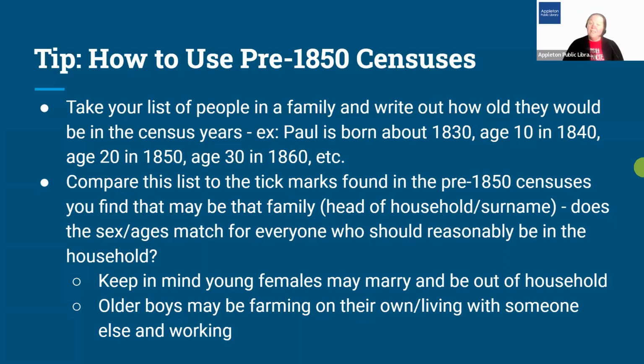Then I'm going to take that list and compare it to a pre-1850 census that I think might be this family, based on the name of the head of household, the surname of that house, and does it seem to match? So I'm going to take the listing of all the people in the family and try to match it to everyone that's in the census that I found to see, do all the key details match? Keeping in mind that sometimes young females may marry and be out of the household, or maybe they're working outside of the home at 16. Maybe older boys are farming on their own or living with someone else and working when they're 16 or 17 as well. So kind of keep that in mind, that maybe some of those older children might be out of the house already.